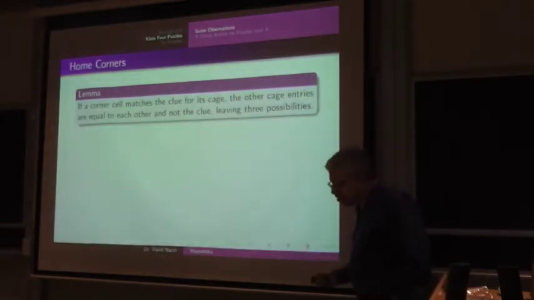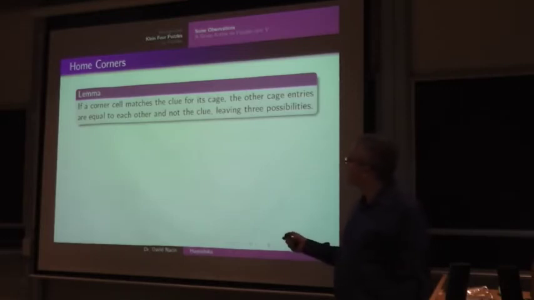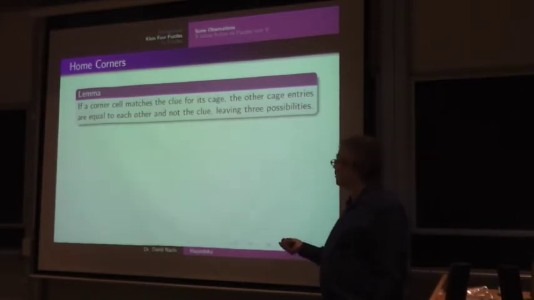Another thing is I'm going to just define home corners and away corners. A home corner is just going to be a corner entry equal to the clue in a corner of the puzzle. And an away corner is going to be one that's not equal to the clue.